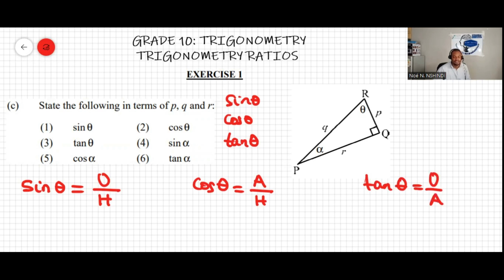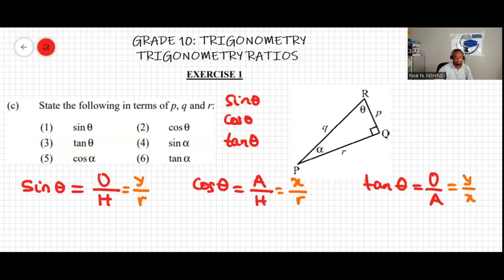Now, I said that opposite side sometimes is called y, so it's like y over, and then the hypotenuse h is sometimes called r, so it's going to be y over r. The adjacent side is sometimes written as x, so it's going to be x over h, which is r, and therefore tangent of the angle will sometimes be written as y over x.